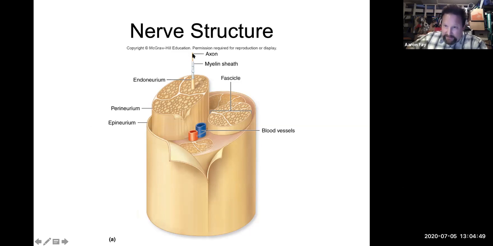An axon carrying information away from the cell body. Axon covered by neurolemmocytes, by myelin, wrapped in endoneurium. A bunch of myelinated axons all together make a fascicle, wrapped in perineurium. A bunch of fascicles together makes a nerve, wrapped in epineurium. These cells still need nutrients, they still need oxygen, so you'll tend to have blood vessels traveling inside these large nerves.